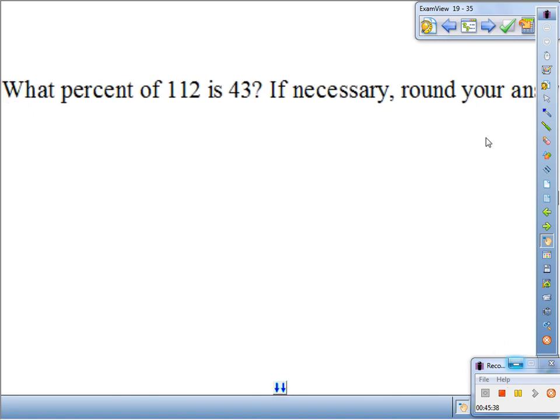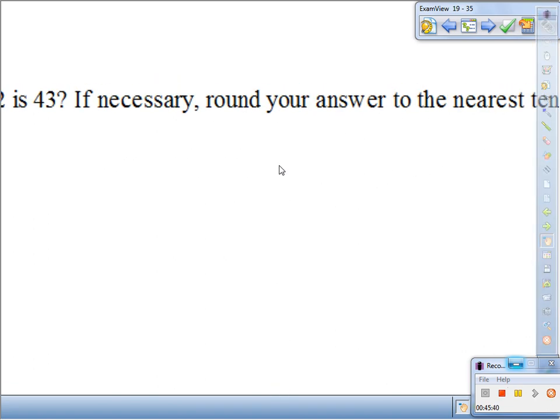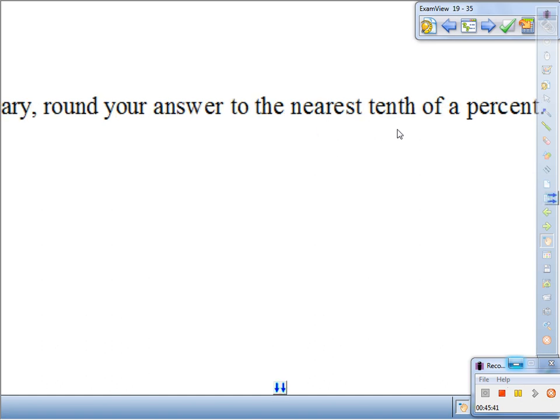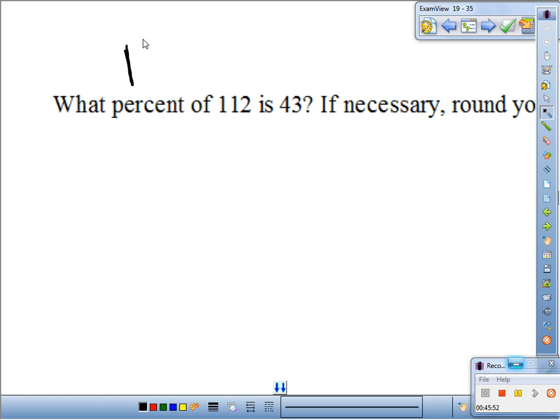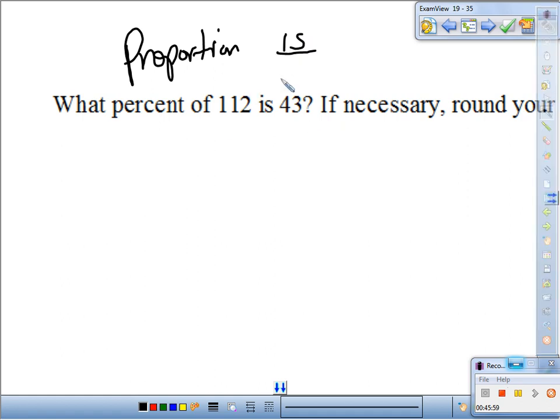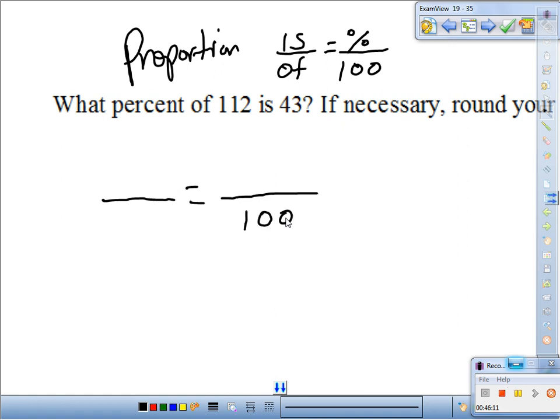Now for this one, two things. You need to find the answer, but at the end, the second part is what? Round to the nearest tenth. So those are two things. The previous one was 18. This is 19. Once again, this one we need to use a proportion. What is the proportion I gave you for percent? Is over of equals percent over 100. Now that you have that, you write it in blanks. Blank over blank equals blank over 100.